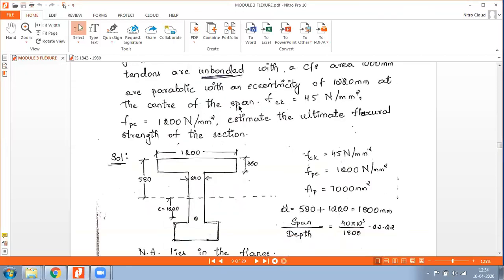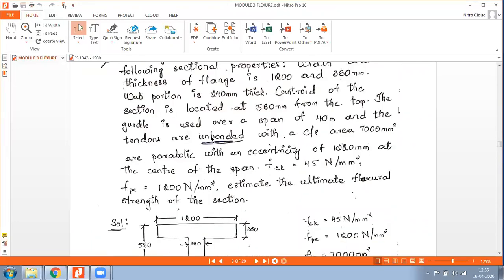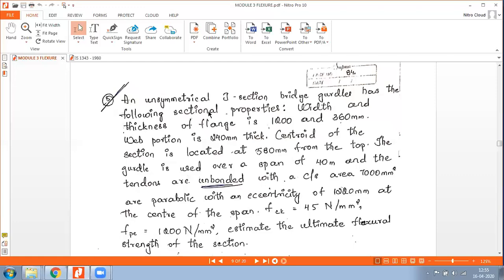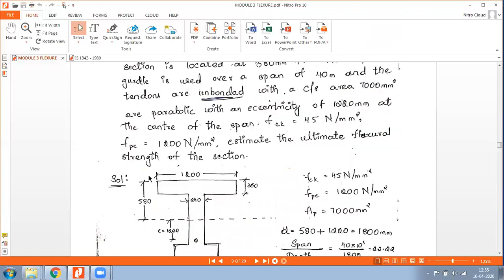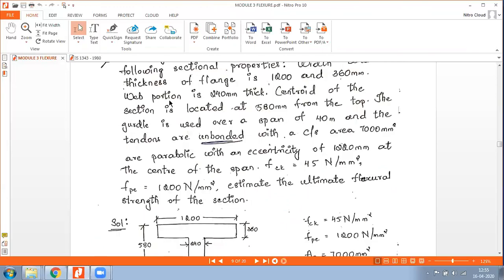Means we have to draw the unsymmetrical I section. He has given the cross-sectional properties of the flange as well as web. It is 1200 mm width of the flange and 350 mm thickness of the flange. And he has also given the thickness of the web. It is 240 mm. The thickness of the web is 240 mm.